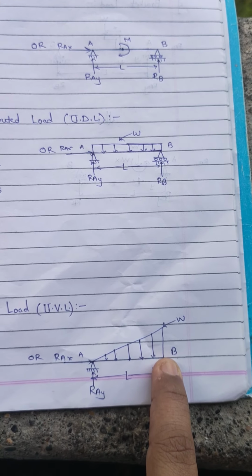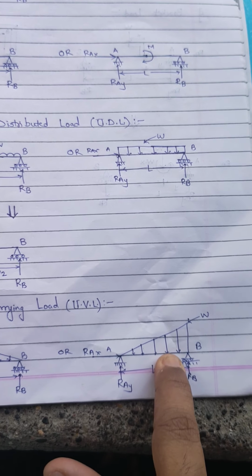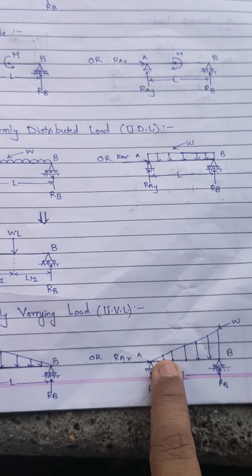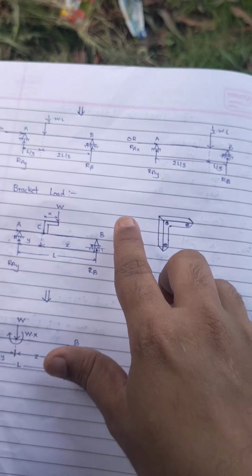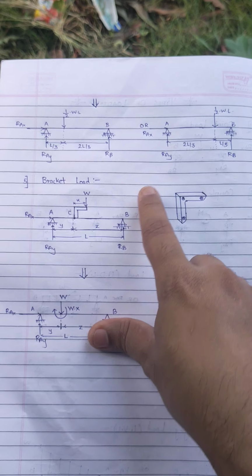Similarly, it will be L by 3 from the right angle. The right angle in this case is here. So it will be L by 3 from here, and the remaining one will be total L minus L by 3, which gives you 2L by 3. So this is the method, or the way, of converting a triangular load.